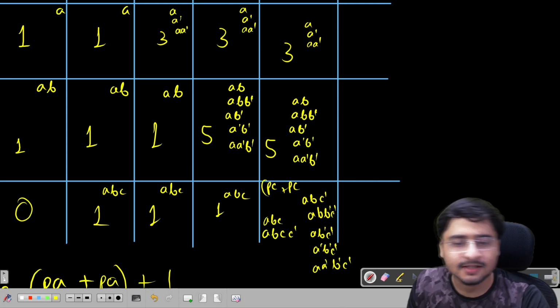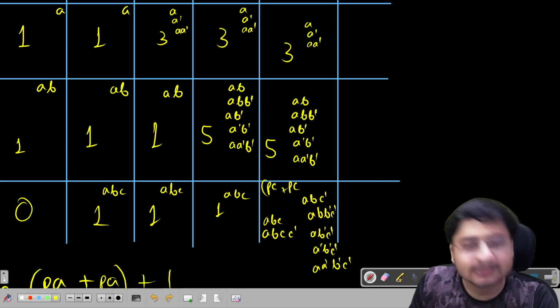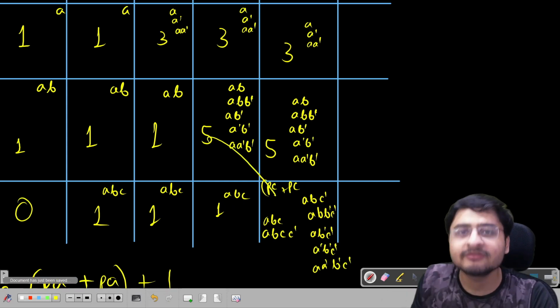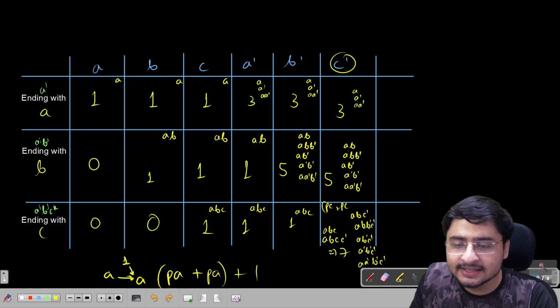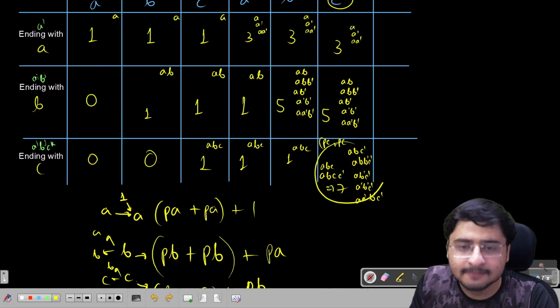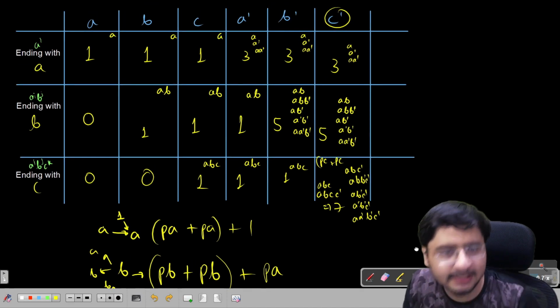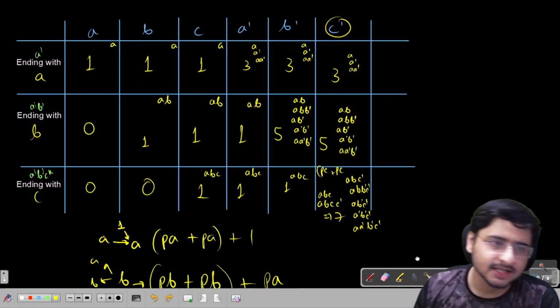How many of them are total? So 1 plus 1, 2 plus 5, 7. So all of these are total making of 7. And in this particular block, your answer will lie. I hope this solution to this problem is clear itself.